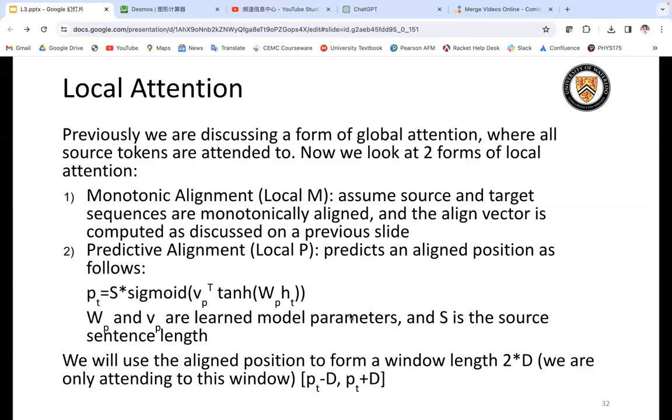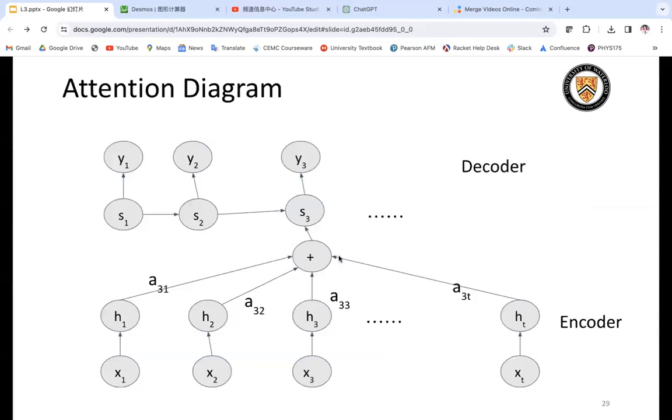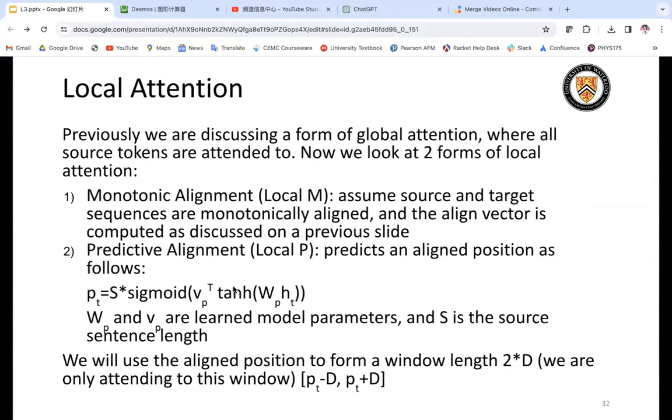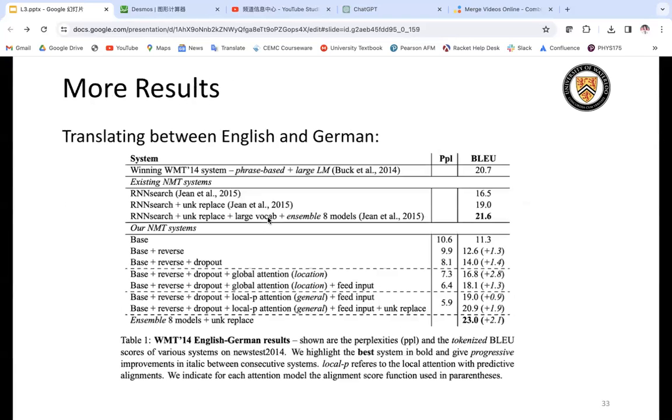So here we simply predict, for example, that S3 is, let's say, related to the input word X2. So we will put the center of the window at H2. So we will use this aligned position to form a window of length 2 times D, and we are only attending to this window, pt minus D to pt plus D.